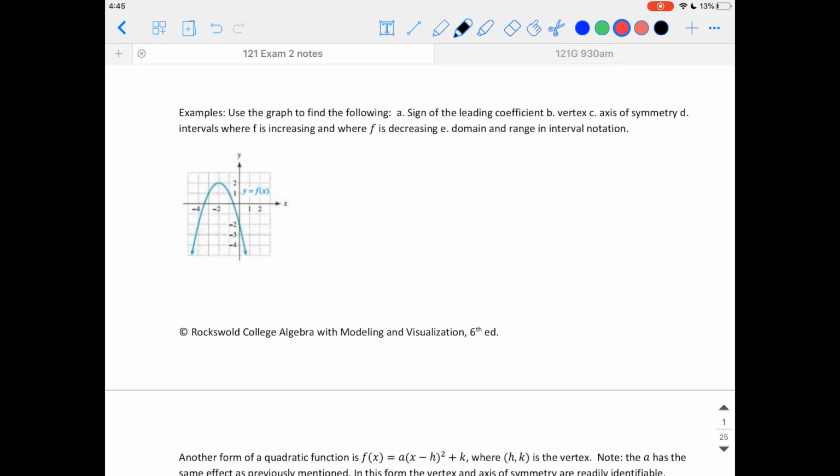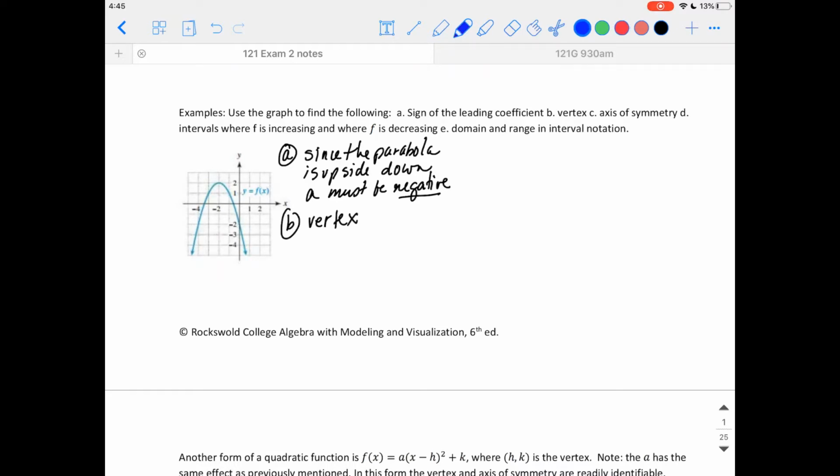It says use the graph to find the following. Part A, the sign of the leading coefficient. So we don't even have an equation, but we have the graph. So for part A, since the parabola is upside down, a must be negative. B, the vertex. The vertex is this point right here. So our vertex is going to be negative 2, 2.